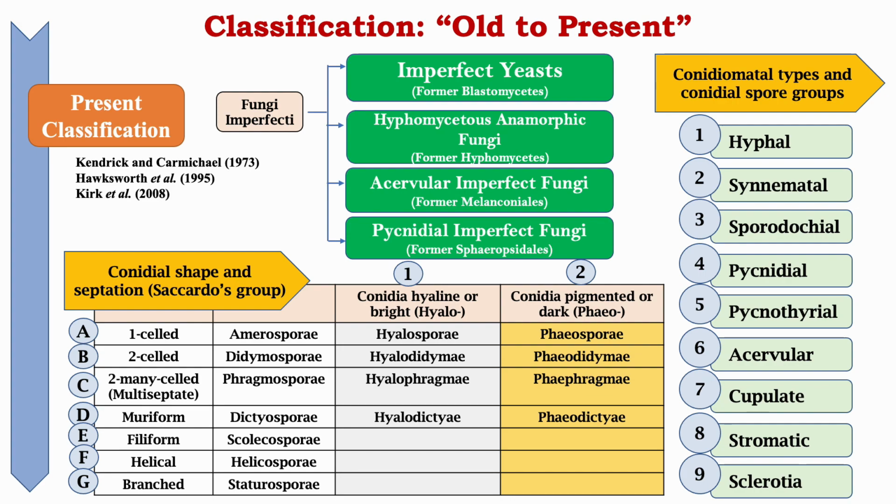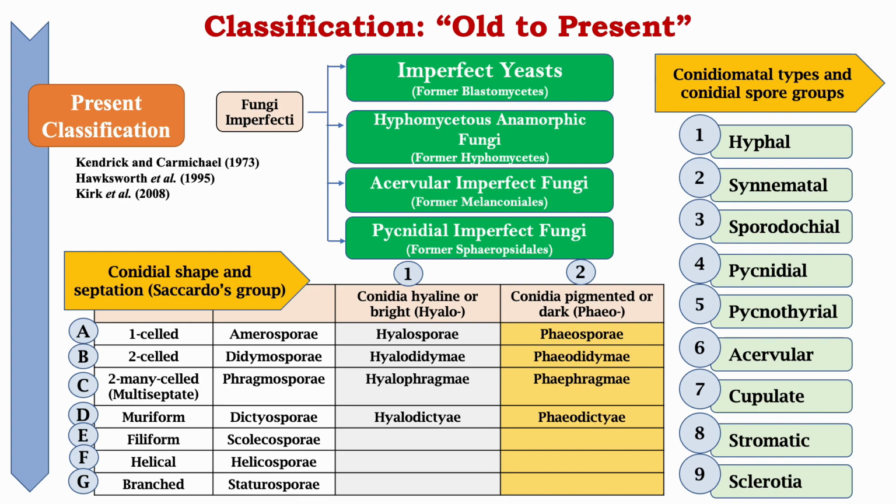Followed by many cells, that is multiseptate, these are known as Phragmosporic. If they are hyaline or bright, then these are called Hyalophragmi. And if they are pigmented or dark, then this type of conidia are known as Phaeophragmi. Group D, that is Muriform. Here these are known as Dictyosporic. If they are hyaline or bright, these are known as Hyalodictyi. And if the conidia are pigmented or dark, these are known as Phaeodictyi.